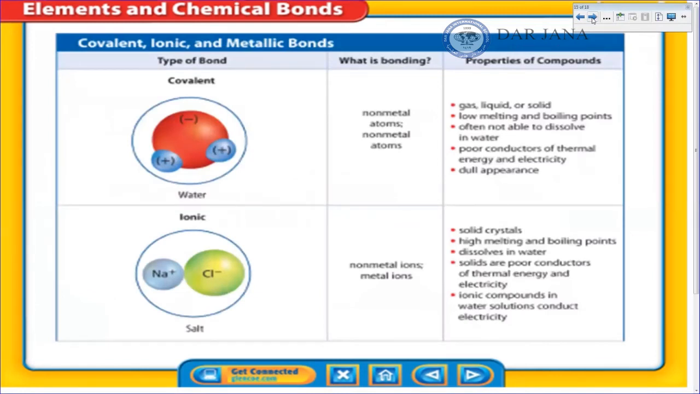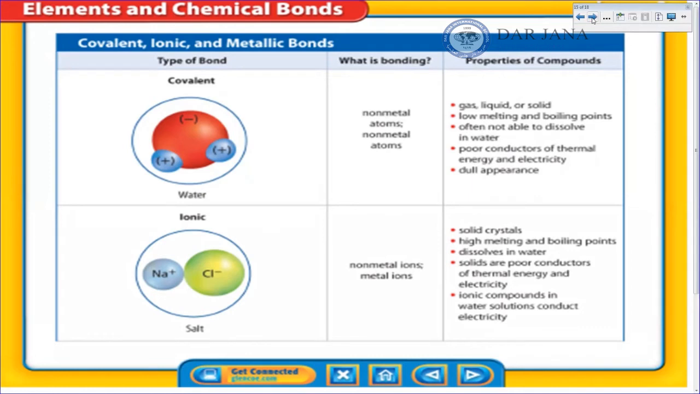Now let's have a look at this table. It summarizes the covalent, ionic, and metallic bonds. Also here we have the properties in each case. First of all, the covalent bond, like in a water molecule H2O, as we said before, non-metal atoms react with, or are bonded with, other non-metal atoms.